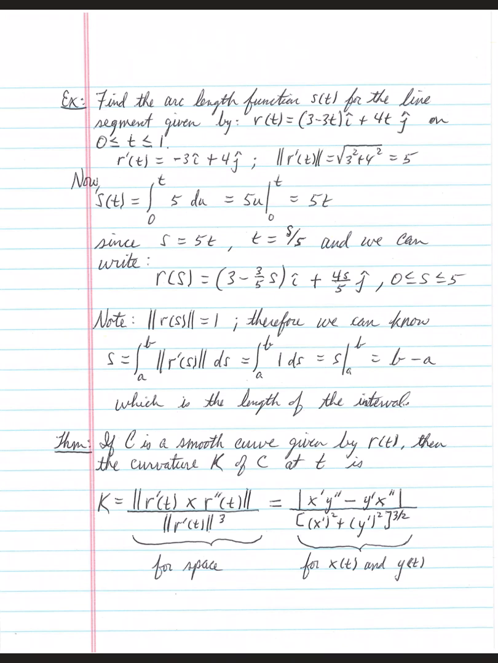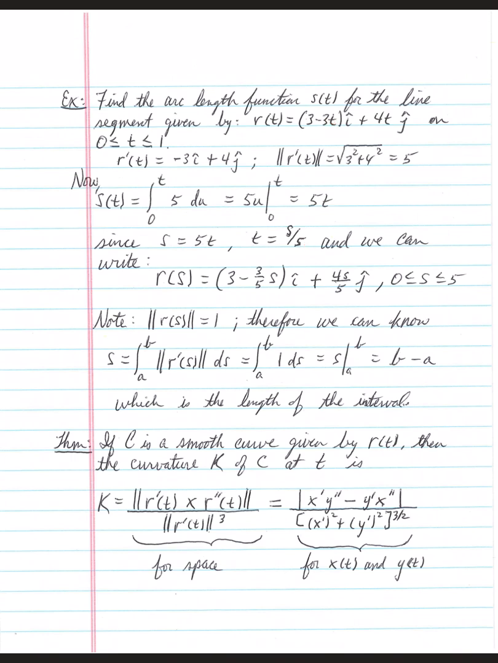So these functions are pretty nice. Now to seal the deal and rewrite your function as an arc length function, s of t is equal to 5t. So I'm going to make a note here, s equals 5t. If you solve for t, that gives you s over 5.